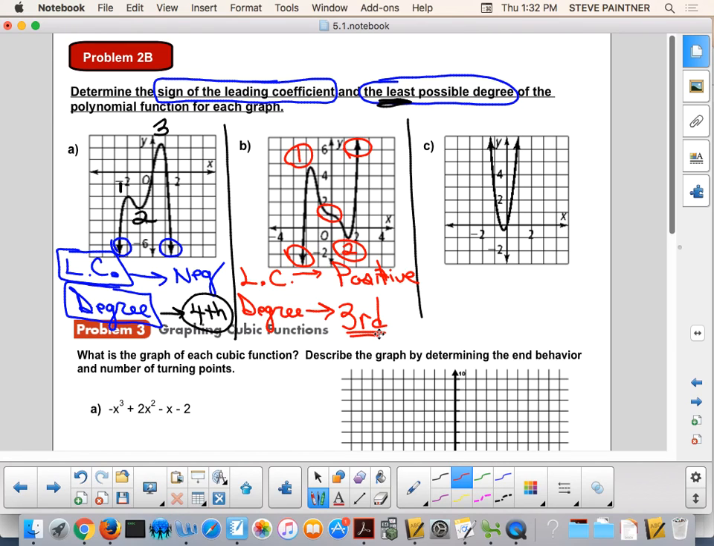LC. Annalise, what is the LC? Positive, she says. Would you guys agree? Up, up. To make a polynomial go up, up, it's got to be positive, yeah? And then the degree. Annalise, finish it. Second, she says. She counts her turns. One turn, add 1, 2. Easy, right? At least I hope it's easy.